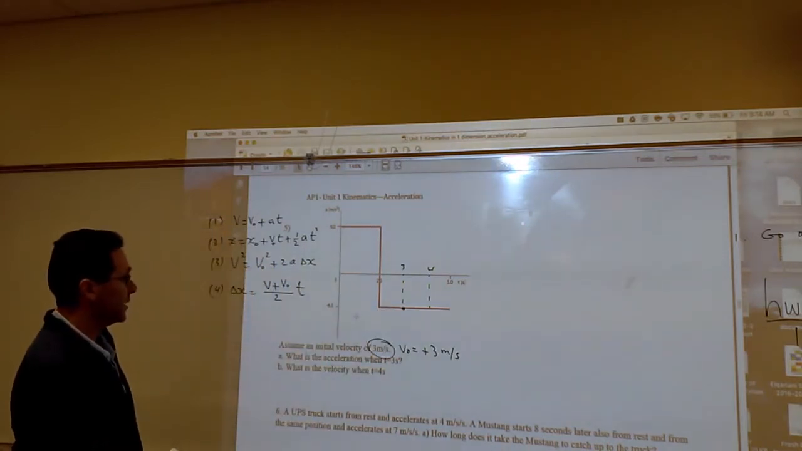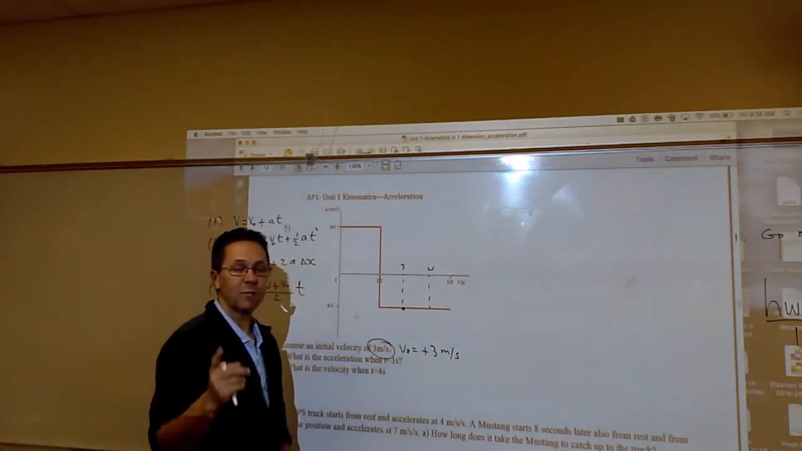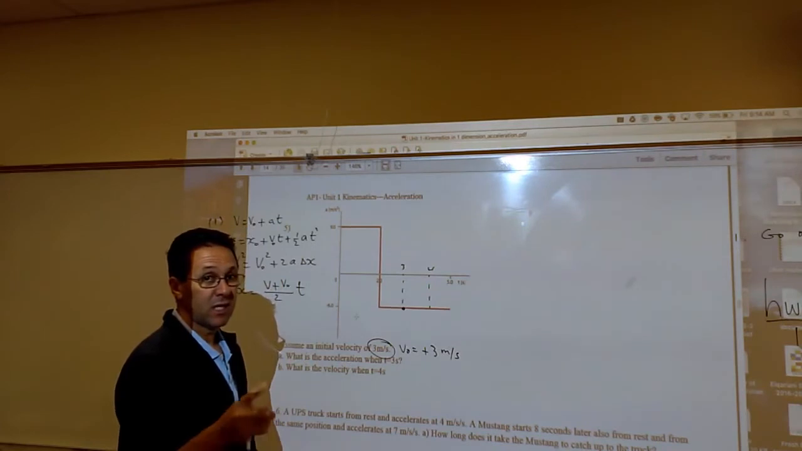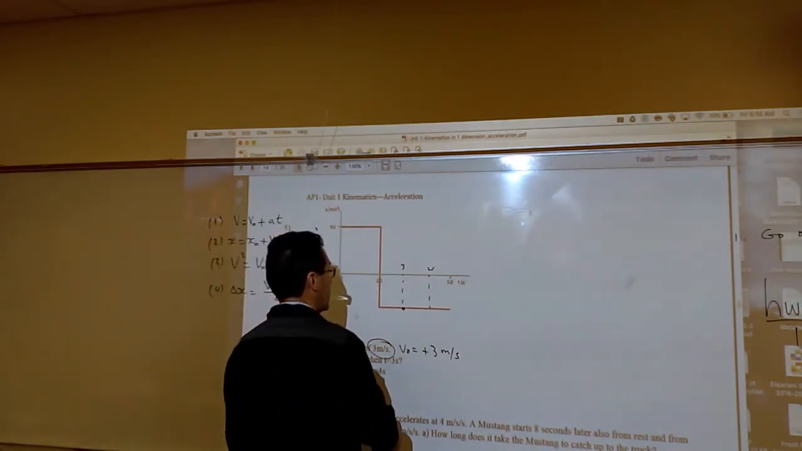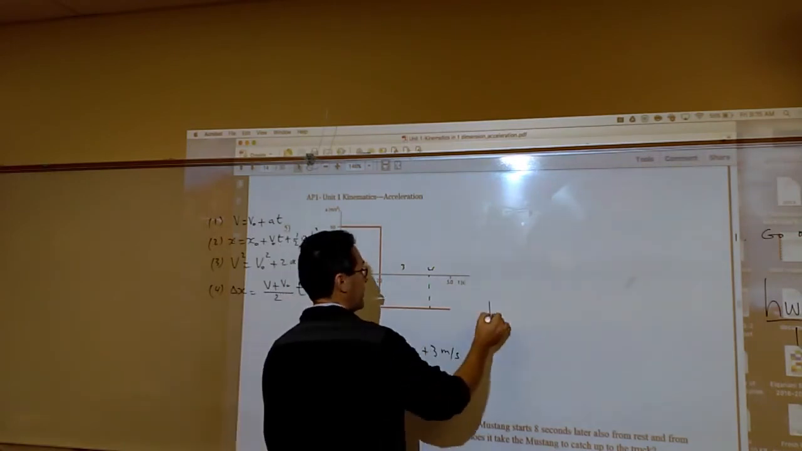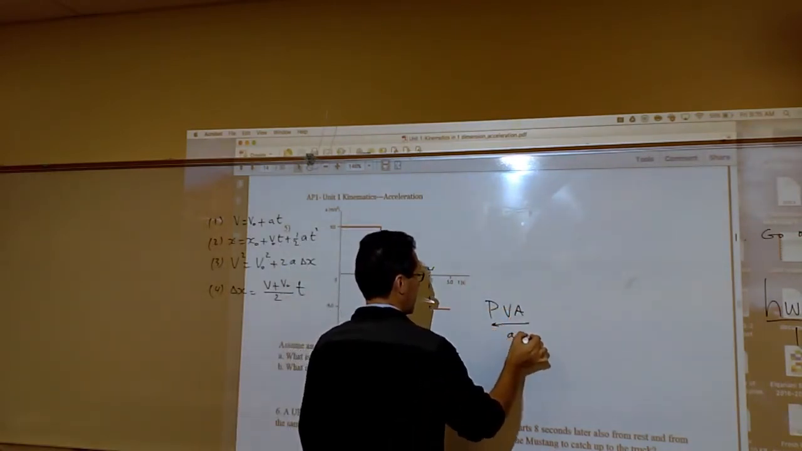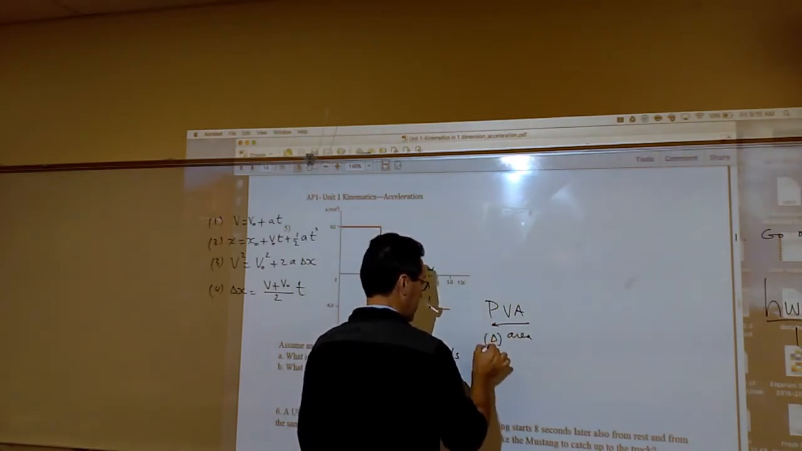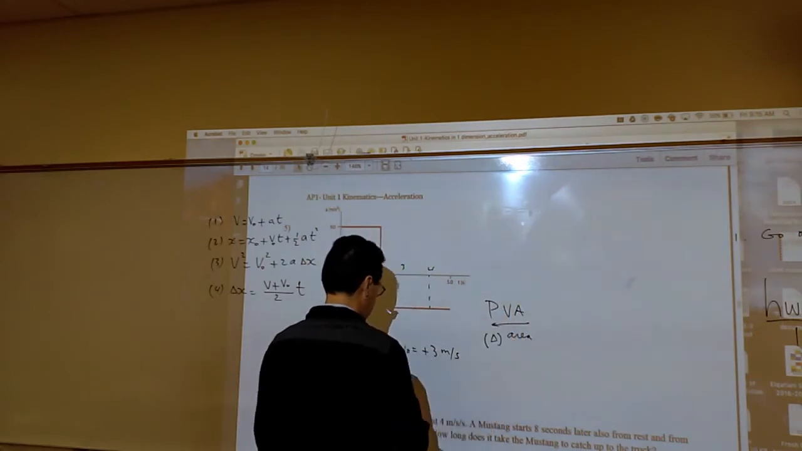What is the velocity when t equals 4 seconds? Now, in an acceleration-time graph, the area gives us the change in velocity. Remember that PVA thing? If you're going in this direction, if you do the area, you get the change in these quantities here. So in an acceleration-time graph, you get the change in velocity.